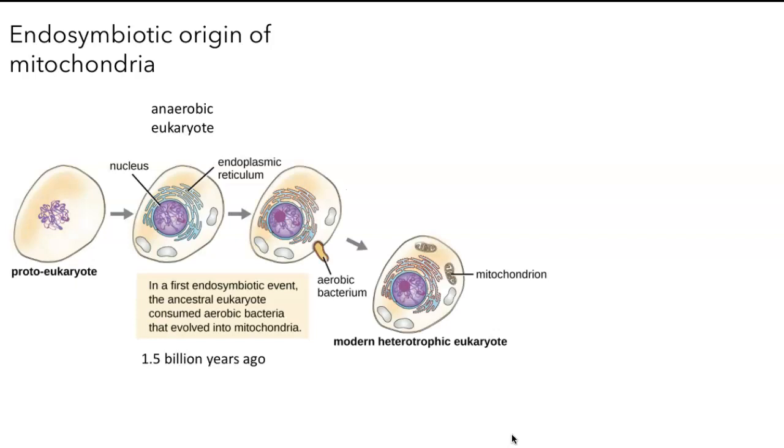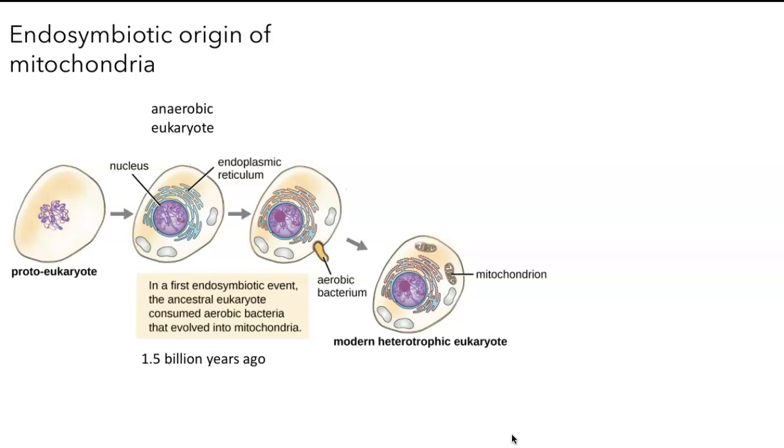What happened then, about 1.5 million years ago, is that one of these anaerobic eukaryotes ingested an aerobic bacterium. And rather than consume it completely and degrade it, that bacterium was able to take up residence and eventually turned into a mitochondrion. So with respect to the double membrane, the inner mitochondrial membrane would reflect the aerobic bacteria membrane, whereas the outer mitochondrial membrane would resemble the plasma membrane, which engulfed the bacterium when it was taken into the cell.